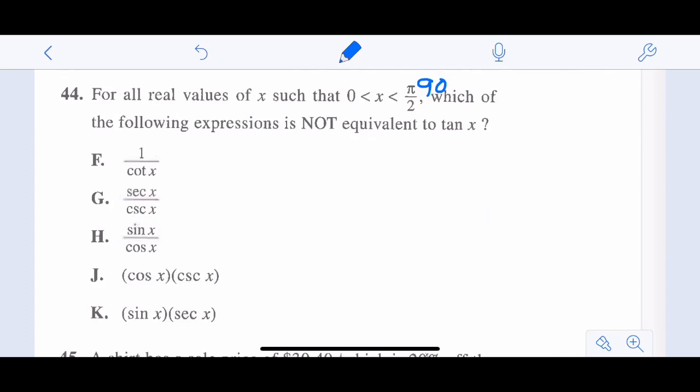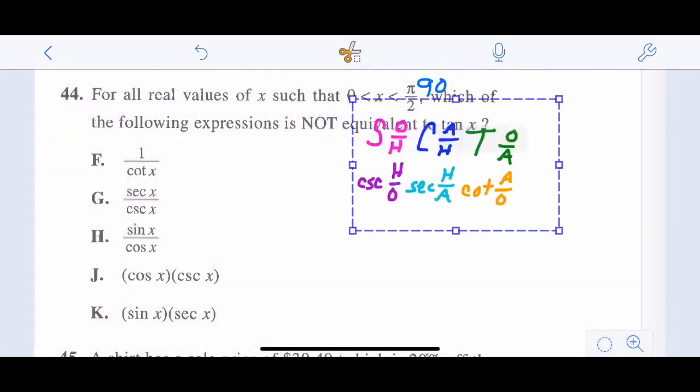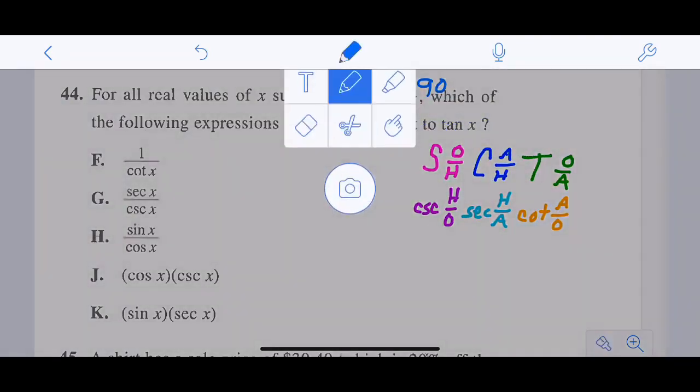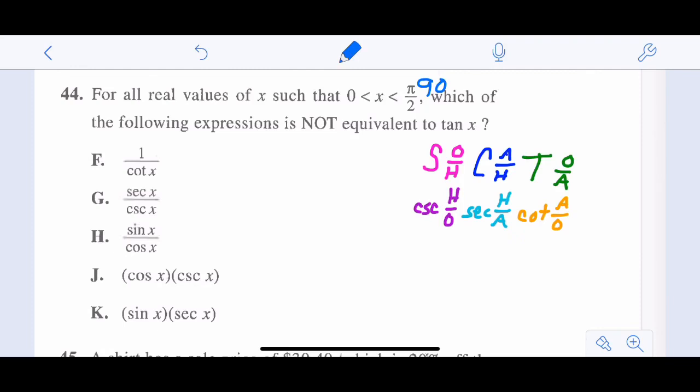Which of the following expressions is not equal to tangent of x? Okay, so we're going to have SOHCAHTOA. Sine is opposite over hypotenuse. Cosine is adjacent over hypotenuse. Tangent is opposite over adjacent.